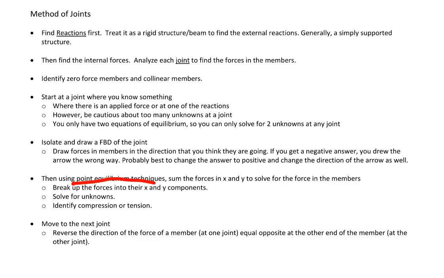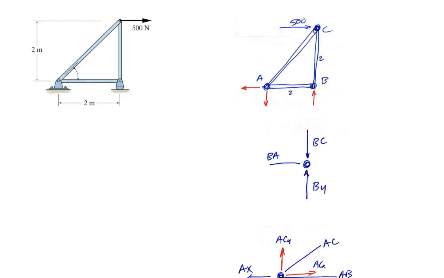Then we're going to use point equilibrium techniques. This is basically chapter 3 stuff. Break each force up into its x and y components, solve for unknowns, and this is kind of important: identify whether each member is in compression or tension. Once you've solved the joint, then you move to the next joint, and we'll show you some processes here. So what I'd like us to do then is analyze this very simple truss and try to identify the forces in each of the members.